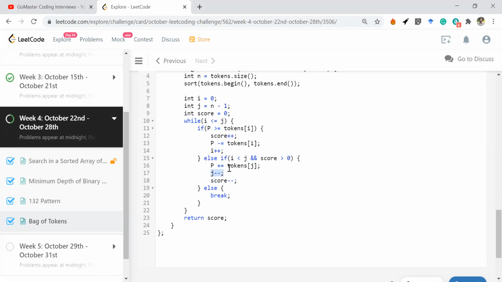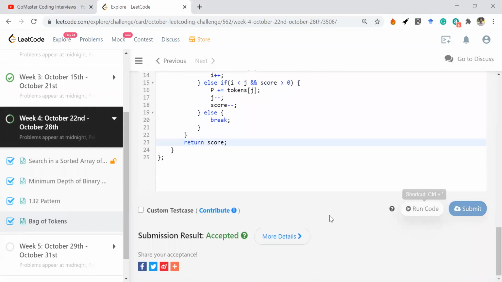If neither of these two happens, that means we are stuck. We cannot do anything, and in that case I'm going to break out. This is the one case you may want to think of. This case is needed because when i is equal to j and we don't have enough power, we go to this method, and this is also going to fail. So that is the only case I need break for. That's how I come out of this, and then finally score is the answer.